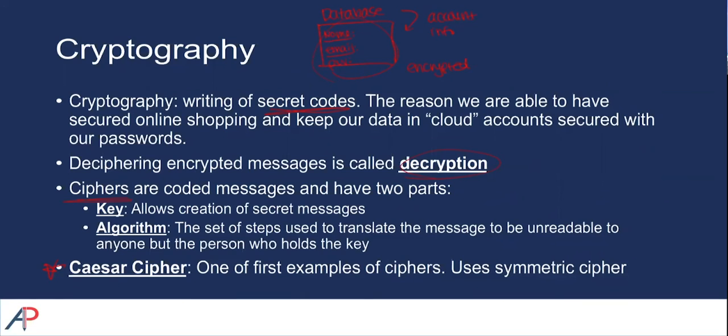The easiest cipher that I could introduce to you guys is the Caesar cipher. It's one of the first examples of ciphers and it's a symmetric cipher. Let's talk about the Caesar cipher really quickly. It utilizes the alphabet, and it's like the ASCII table if you think about it. The ASCII table has some kind of numerical encoding for every single letter, I guess.